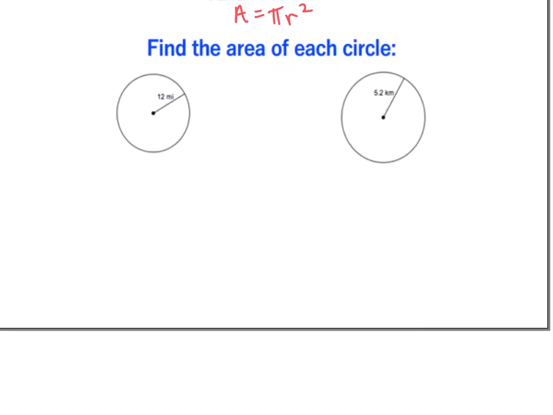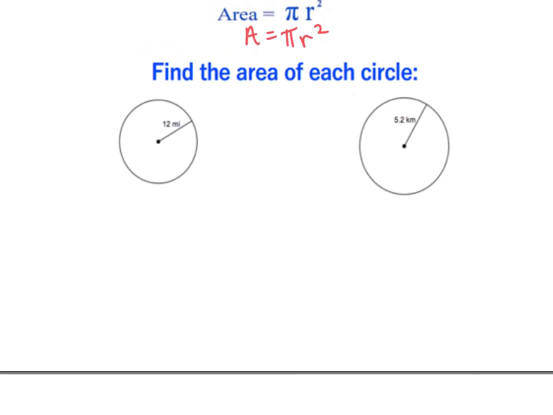Okay, so let's jump in. We've got 2 problems here. Let's do a couple of these together. First things first, always write out your formula. Area equals pi r squared. I see too many people taking shortcuts. Please don't be that person. All right, and now you're going to fill in what you know.